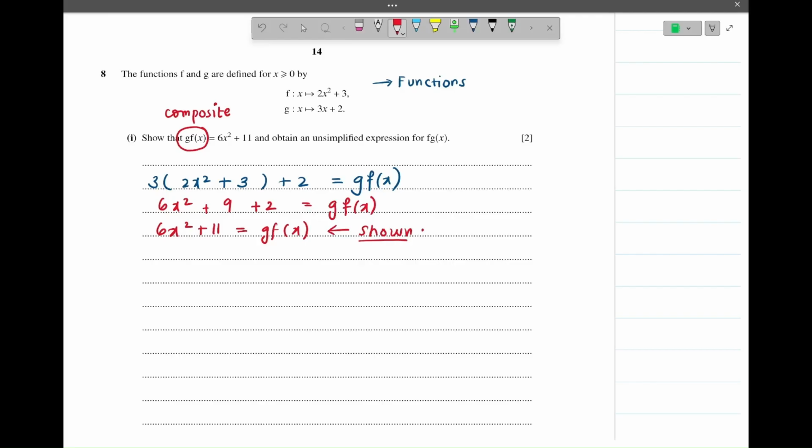Okay, now it also tells us to find an unsimplified expression for f of g of x, which is basically the inverse of what we did over here. Now we'll be putting g of x inside f of x. So to do that, the method will be the same. I'll put bracket in place of x with a square on top of it plus 3, and inside the bracket I'll put g of x. You can leave your answer like this, or you can simplify it further. But I'm going to leave it like this because we're going to use this in the next part as well.